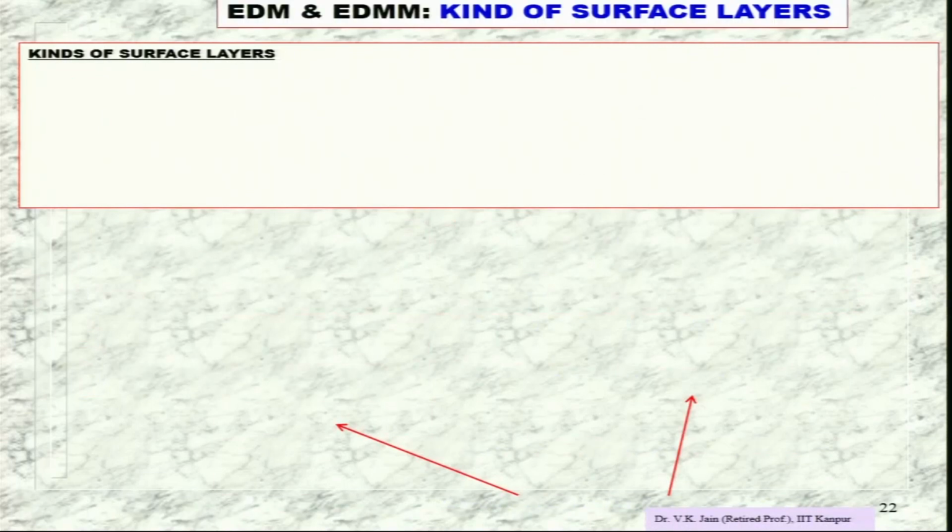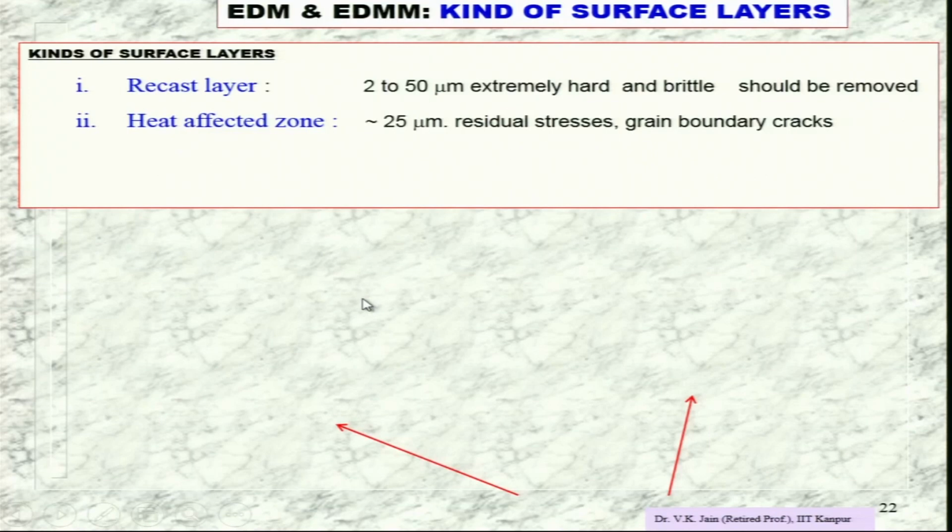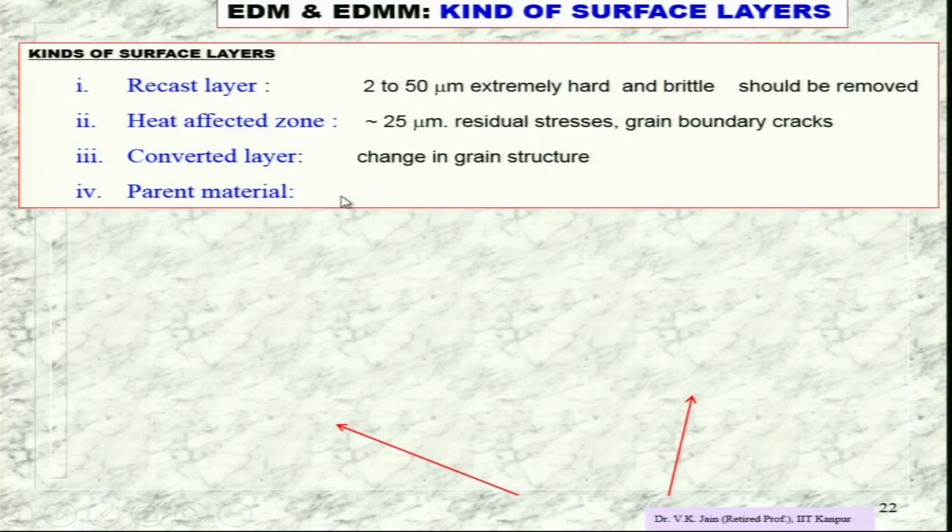Kinds of surface layer, another important thing here. When you are machining by EDM and micro EDM processes, you will find recast layer is there, which normally lies between 2 to 50 micrometer. For extremely hard and brittle material it should be removed. Heat affected zone around 25 micrometer. Converted layer, where there is a change in grain structure, then you call it as converted layer, and then you have the parent material.